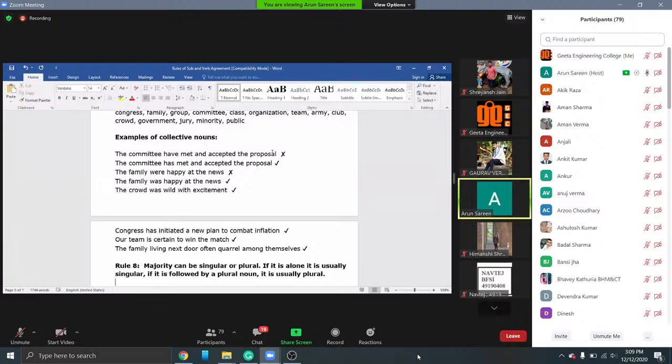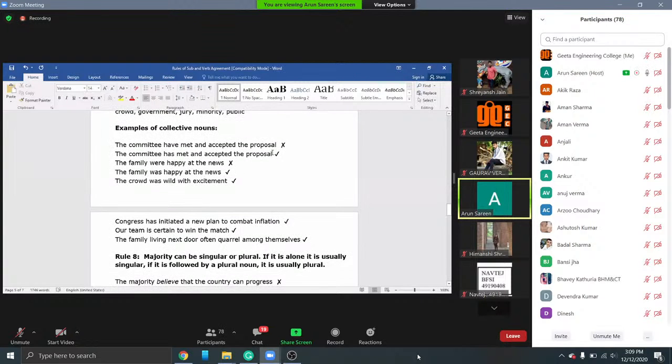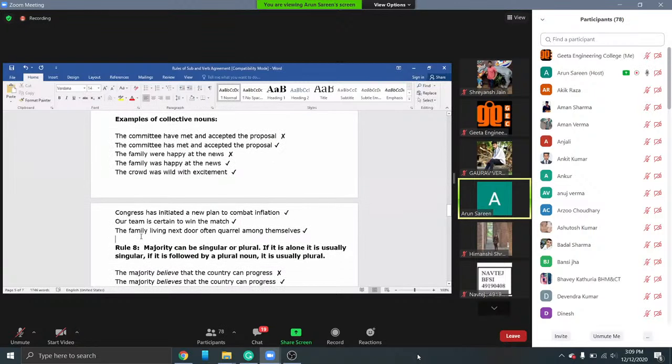Yes, team is singular. The family living next door often quarrel among themselves. Yes, हमने फैमिली में बहुत सारे लोग होते हैं, आपस में लड़ते हैं, यही बात हम कह रहे हैं. Let's see.